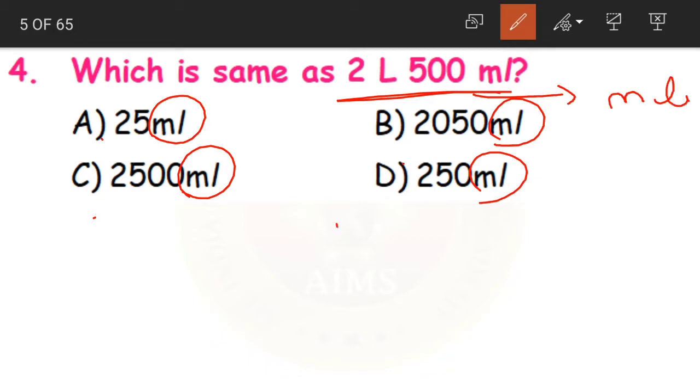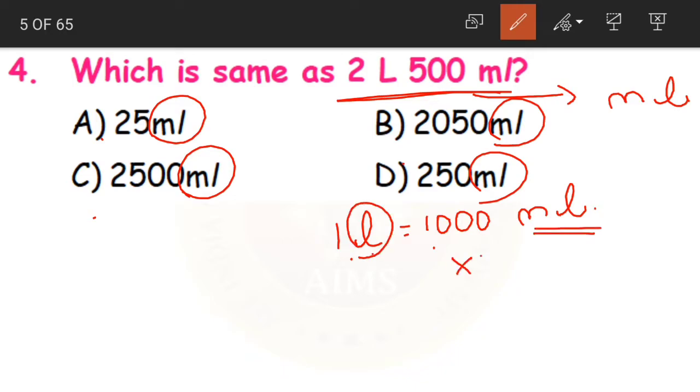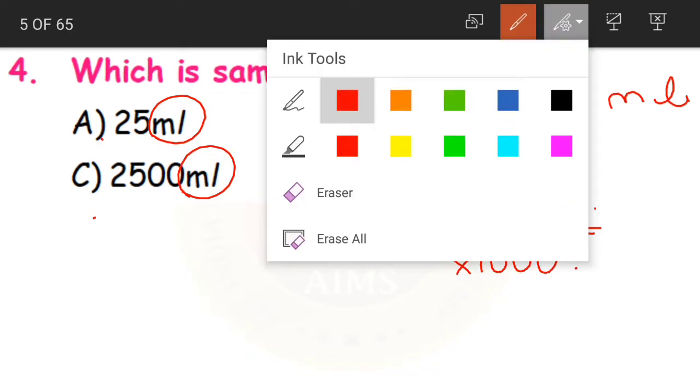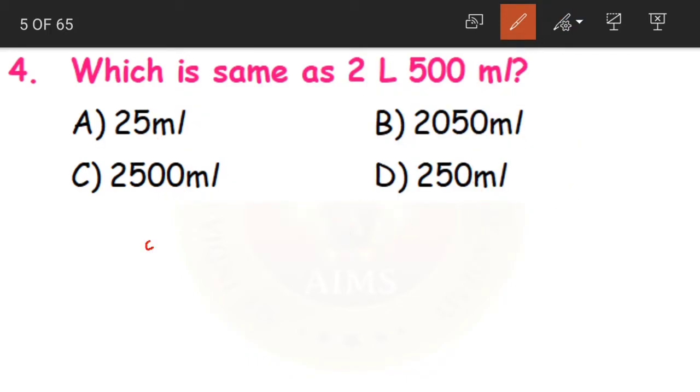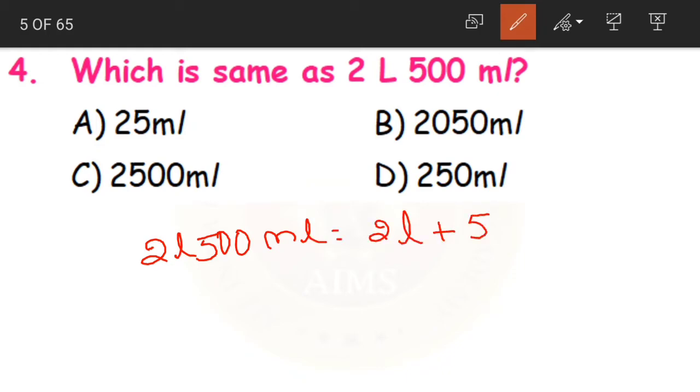Do you remember, children, how do we convert? 1 liter is equal to 1000 milliliters. What is the relation? 1 liter is equal to 1000 milliliters. So to convert the given liters into milliliters, we have to multiply by 1000. What do we have here? 2 liters 500 milliliters is equal to, how do we write it first? 2 liters plus 500 milliliters.